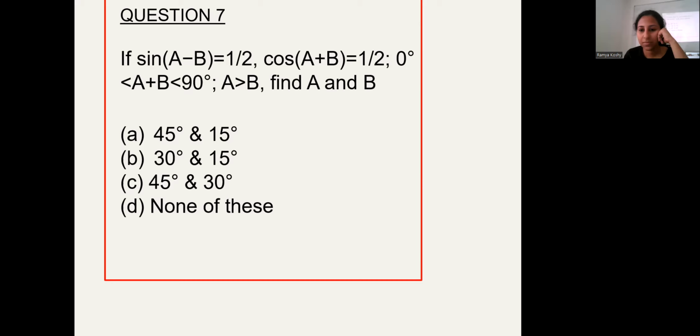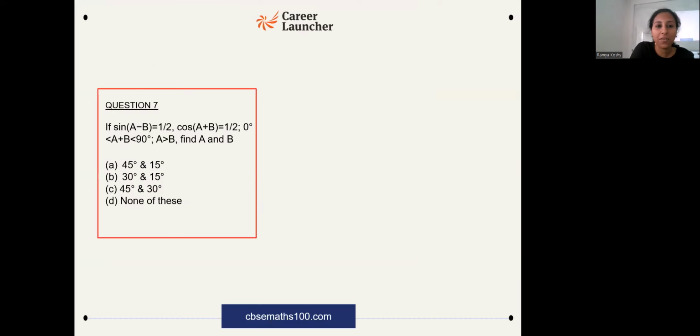This is a common type of question. Okay, it comes as a 2 marks question also. It's very easy to score. Over here, what you should do? Sine of what angle is half? Sine of 30 is half. It means that this A minus B must be 30 degrees. Right? And over here, we know cos of what is half? 60. Cos of 60 is half. That means A plus B must be equal to 60.